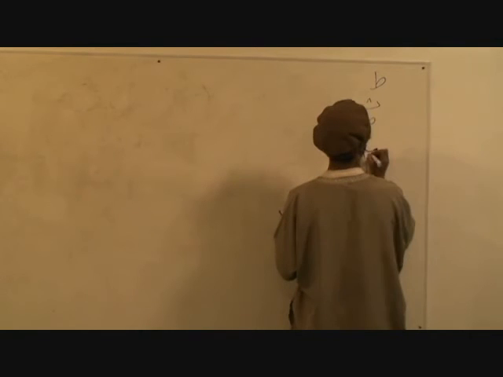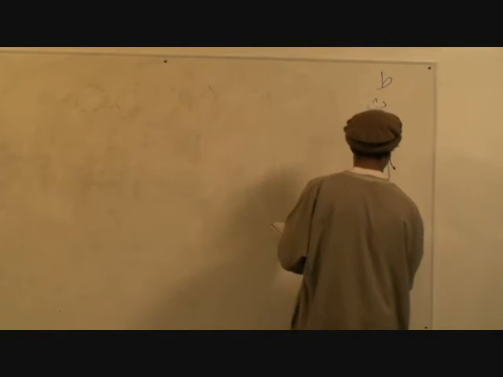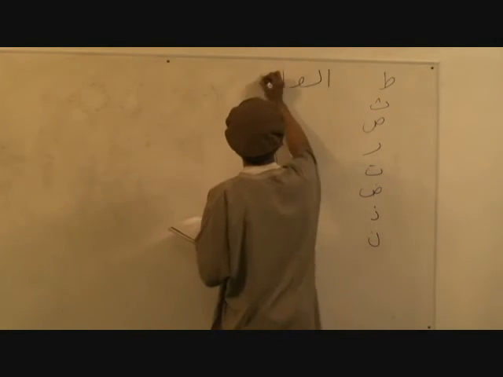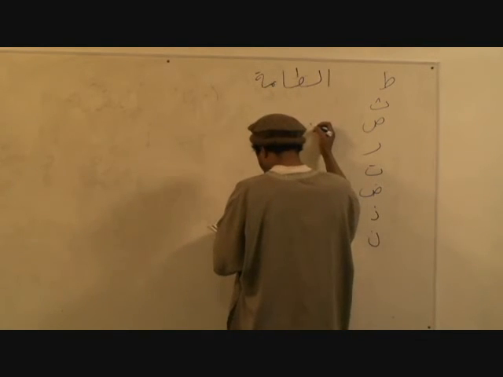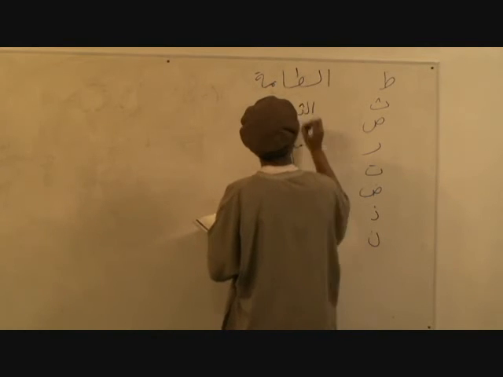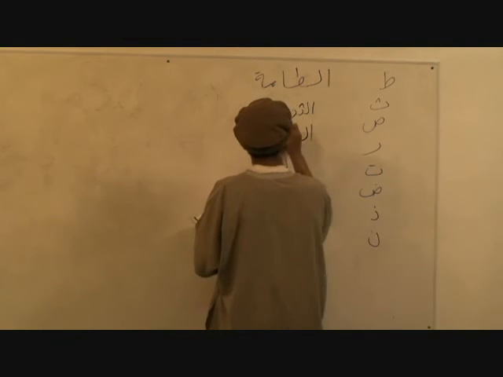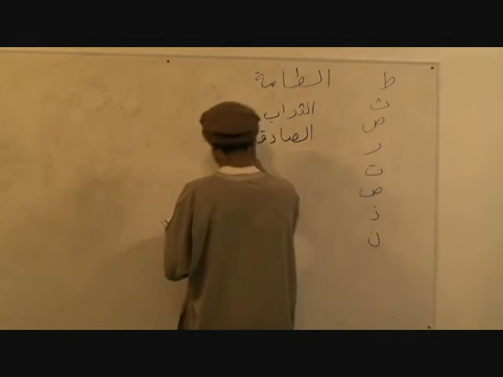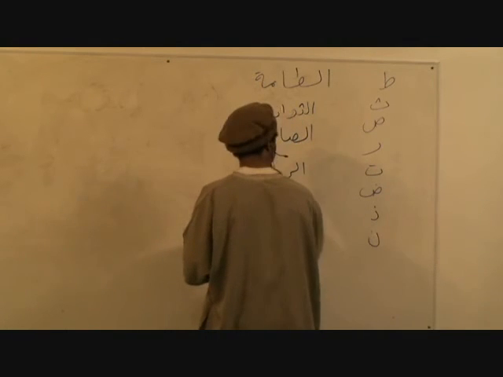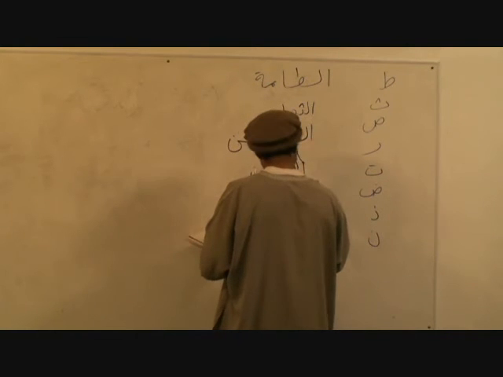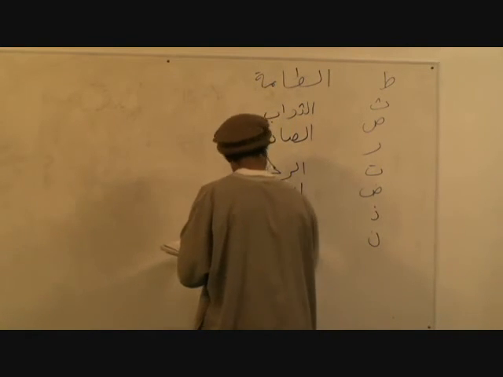Now this is Lam Ash-Shamsiyya or Qamariyya. This is Lam Ash-Shamsiyya, okay? So now we want to get examples of each one of these. At-Tama, Al-Thawab, Al-Sadiqeen, Ar-Rahman, At-Ta'ibina.